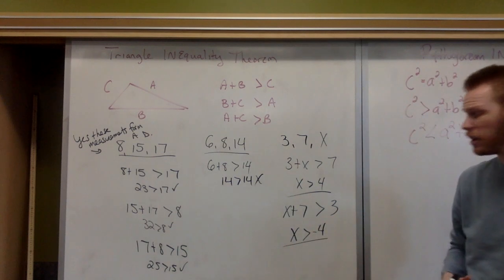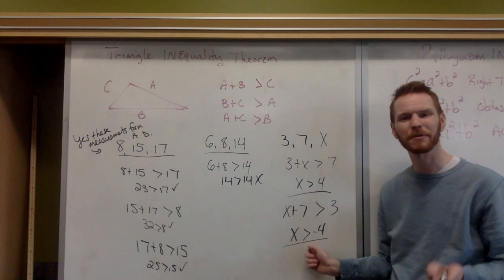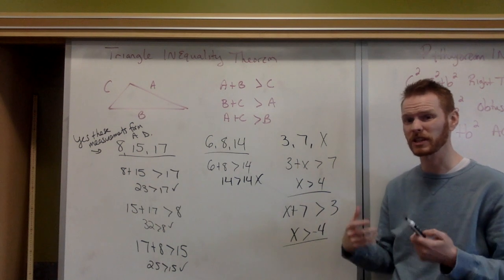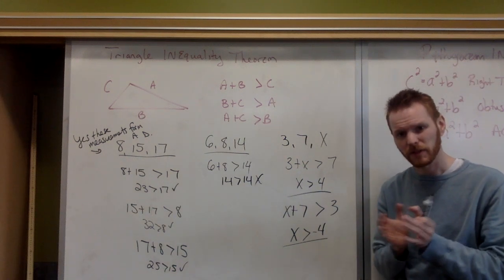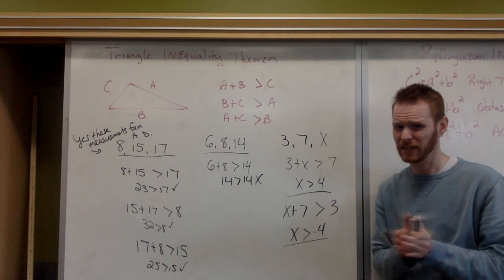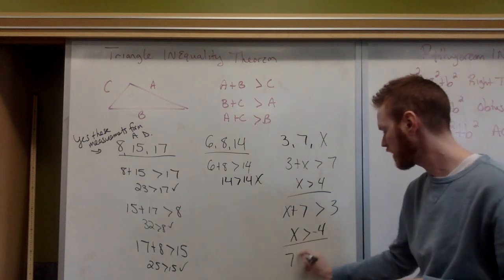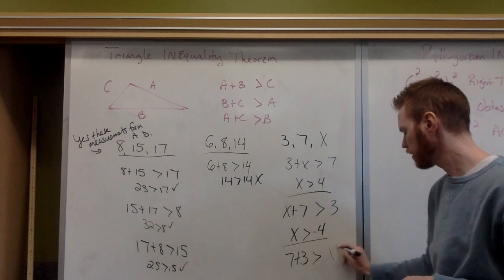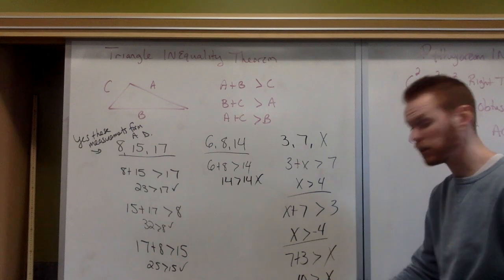Now, already you could probably tell that this is not helpful. Negative 4 is not going to work for this because, once again, we're talking about an actual geometric shape, and I want that shape to have positive measurements. You can't have a negative measurement when building something. And then the last one would be 7 plus 3 has to be bigger than that last remaining side. So we get 10 is bigger than x.